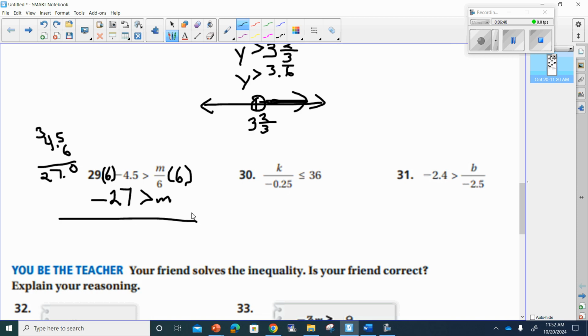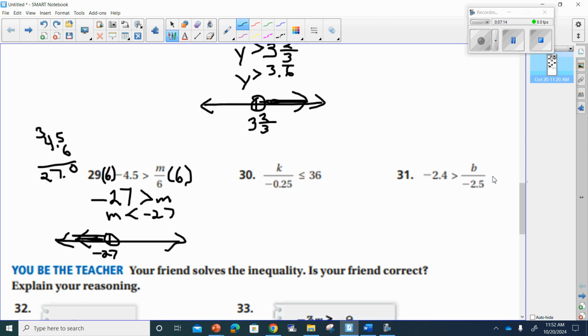When I graph my solution, I should have a negative 27 here. I need to turn this in the other direction, so let me take this and move it down here. I want m to be in front, so I turn my symbol in the other direction. Now I can make my graph. Negative 27 would be here. This would be an open circle. And my arrow is pointing in this direction because that's what direction this arrow is.